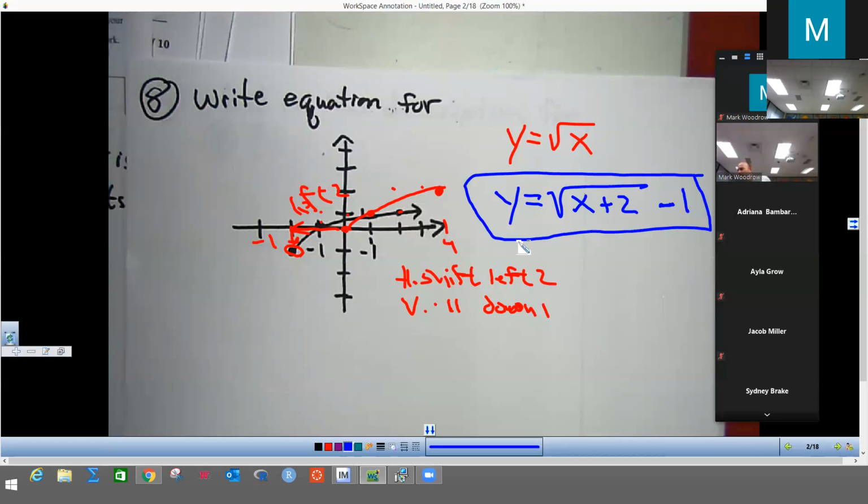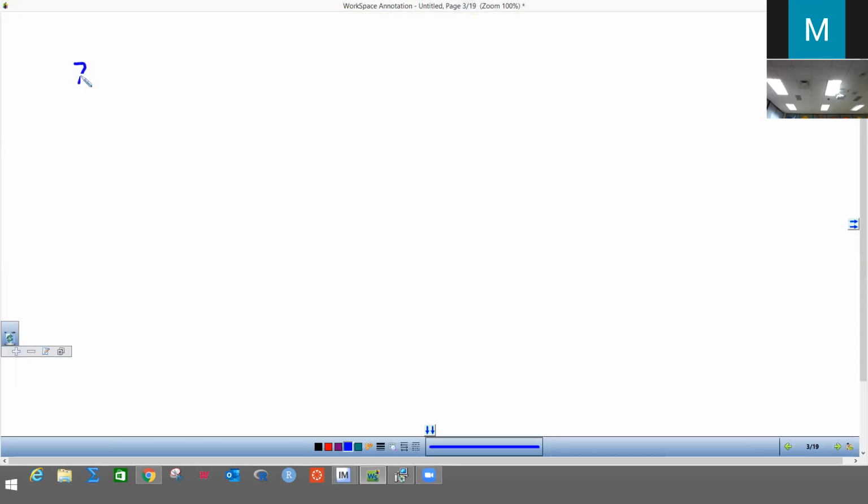Okay, page 108, number 71 says, H is related to one of the parent functions described in this chapter. Identify the parent function. So we need to identify the parent function. In other words, we have to name it. And that's something you'll have to do on the test.